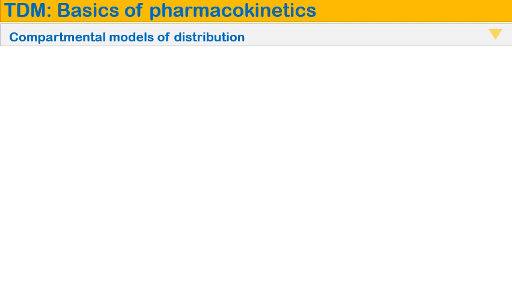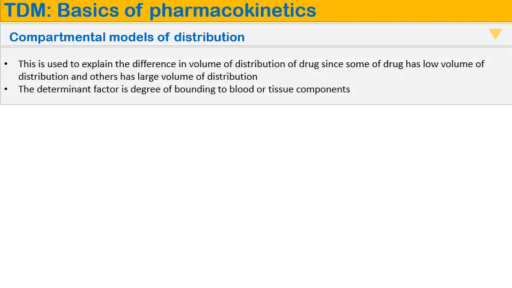There's a term called compartmental model of distribution. The compartmental model of distribution is used to explain the difference in the volume of distribution of drugs, since some drugs have low volume of distribution and others have large volume of distribution.